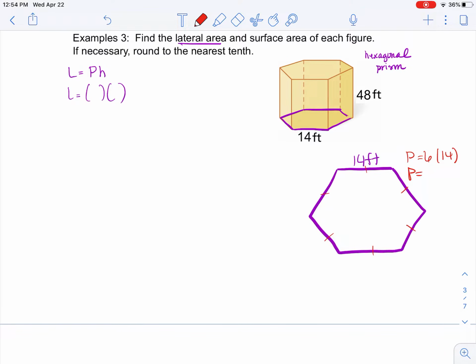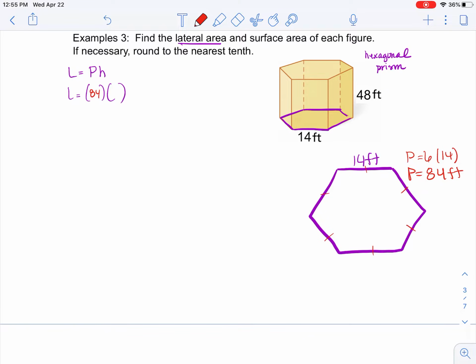And it does, everything we're working with is going to be regular. So it doesn't say that in this one for some reason, but it is a regular hexagonal prism. Okay, so perimeter: 6 times 14, 60 plus 24, 84 feet. Put the 84 right here.